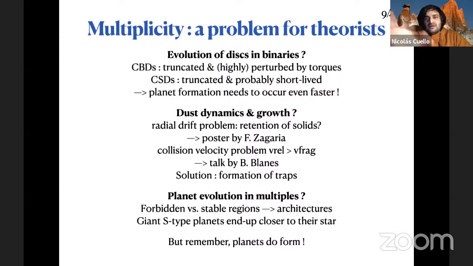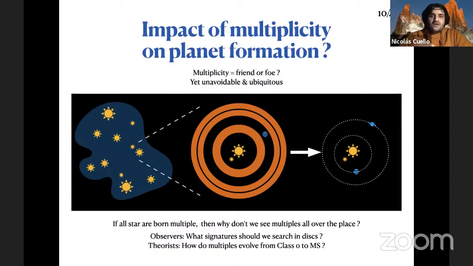So we need to keep in mind that we have these problems at the moment, but planets still form. So again, planet formation is resilient in multiple systems. And one would like to understand what's the impact from one end to the other, from class 0 to main sequence, because multiplicity seems unavoidable and ubiquitous. So one comes to this question: if all stars are born multiple, why don't we see multiples all over the place? And so in order to solve this, we need to understand from the observational point of view what signatures we should search in disks, and on the other hand, for theorists, we need to understand this evolution that I just mentioned.